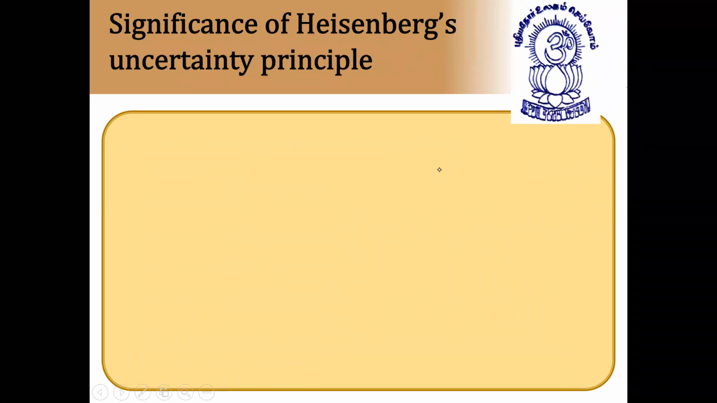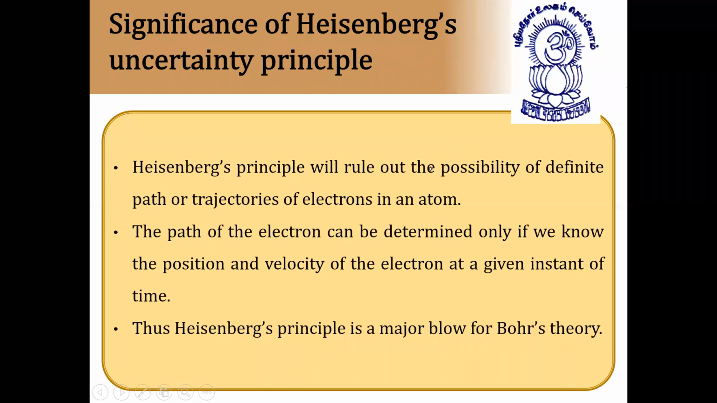Next. Heisenberg's principle rules out the possibility of definite path or trajectories of electrons in an atom, because it is difficult to determine where exactly the electron is present in an orbit. So that's why the topic called definite path or trajectories of electrons in an atom is ruled out. The path of the electron can be determined only if you know the position and velocity of the electron at a given instant of time. And thus, Heisenberg principle is a major blow for Bohr's theory.